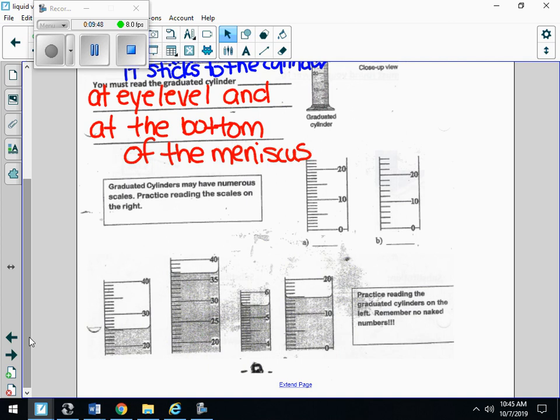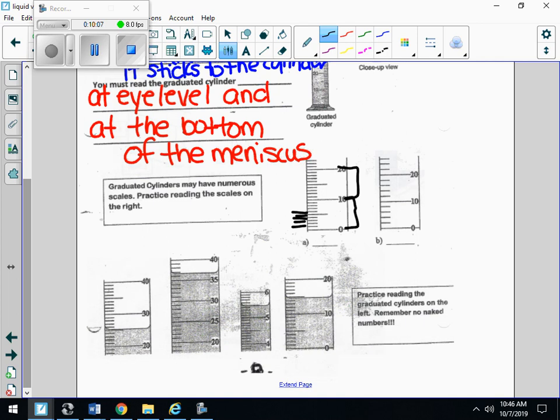So let's look at letter A. You see the numbers. It starts at 0. We're counting by what? Tens. However, the graduation is not 10. Each little line is a little bit smaller. There are 10 lines in between. So make an inference. What does each line represent?